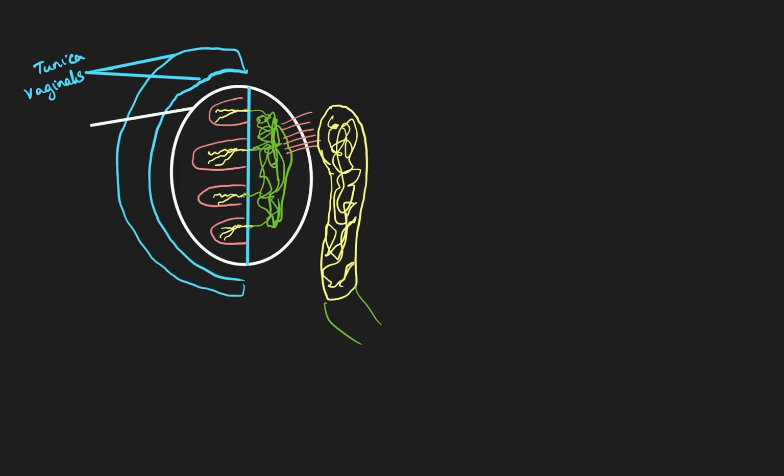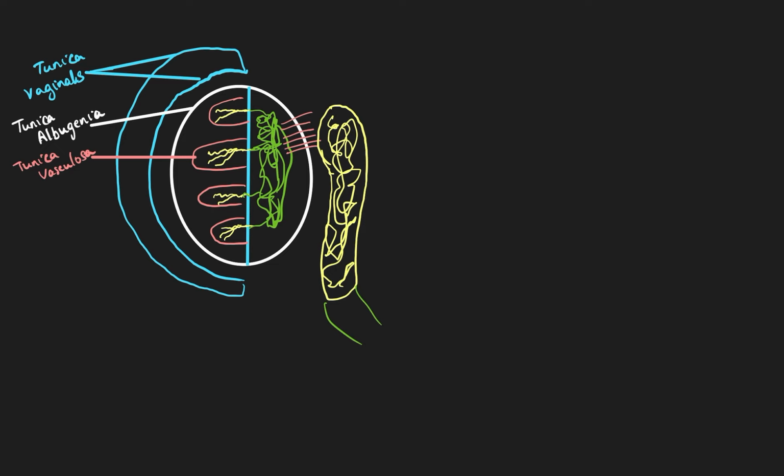Then you have this testis covering, which is called the tunica albuginea. And the third covering is known as the tunica vasculosa. These are the different coverings, and now we are going to talk about the main part of the testis.